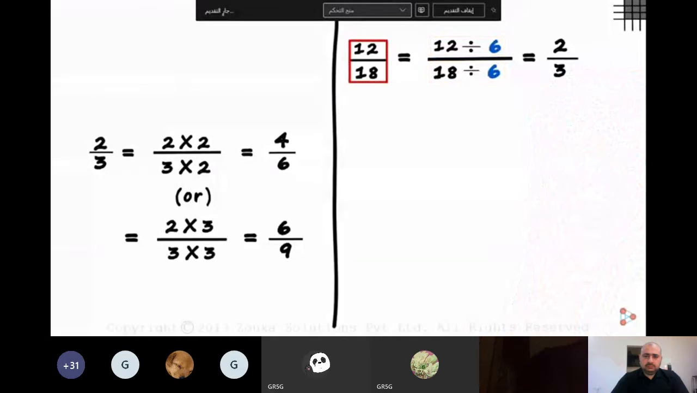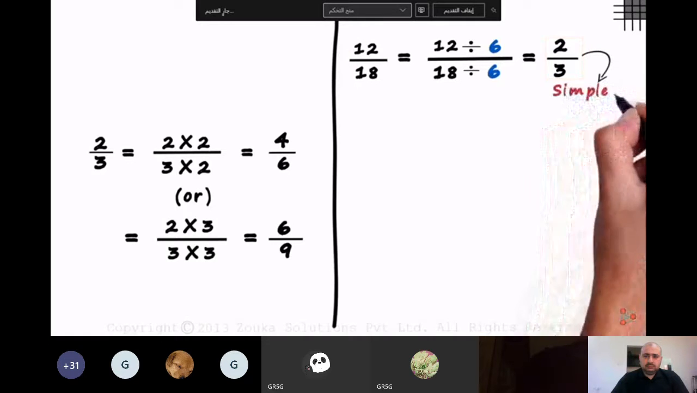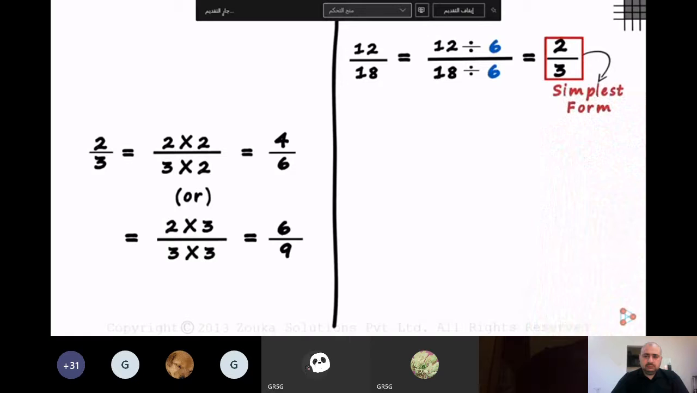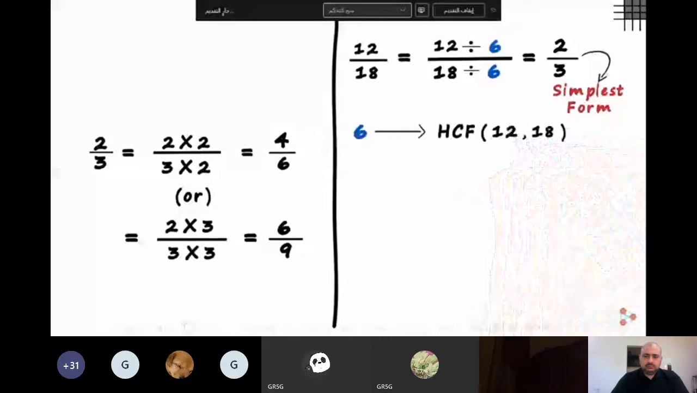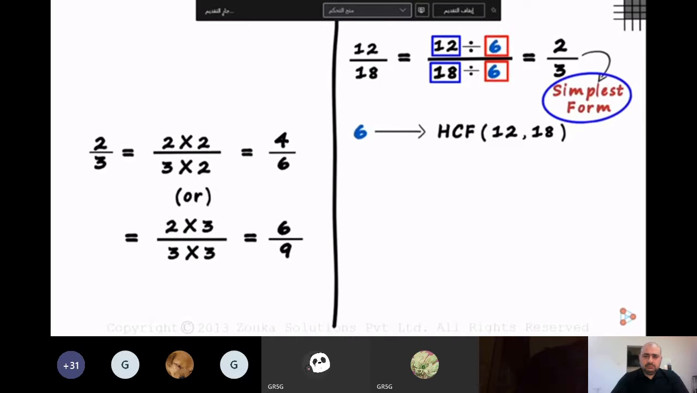12 by 18 and 2 by 3 are the same. And this 2 by 3 here is called the simplest form. It means that this fraction cannot be reduced further. That's cool, but how did we know what number we are supposed to divide them by? The number 6 is in fact the highest common factor of the numerator and the denominator. If we divide the numerator as well as the denominator by their HCF, we get the simplest form.